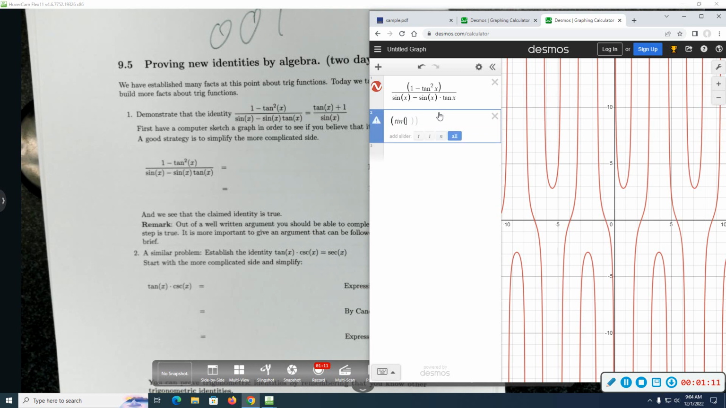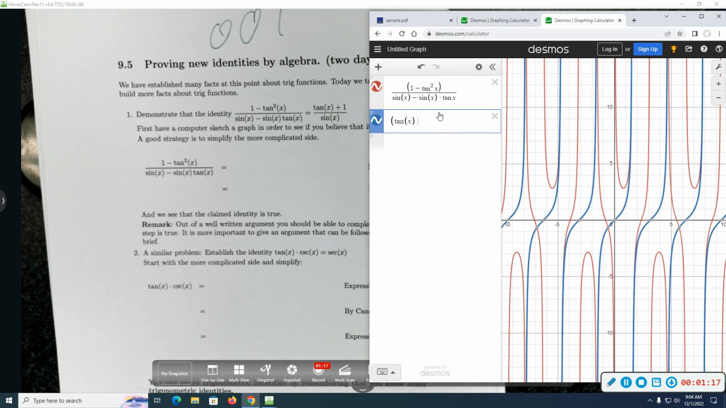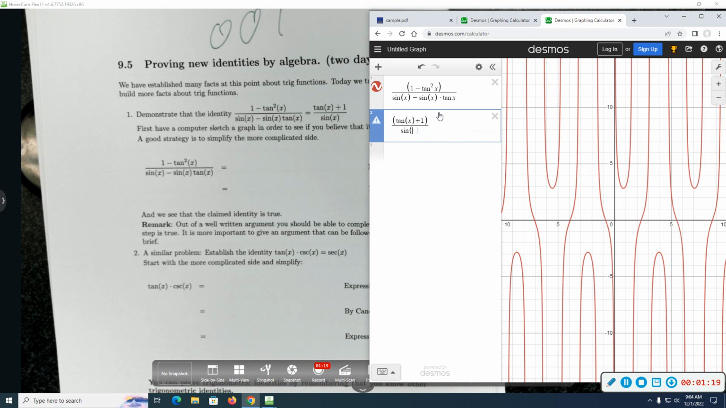On the other hand, tangent of x plus tan. Those two look like they line up pretty good? Yeah. So if they're not exactly equal to each other, they're at least really close. And that's suggestive that probably these two things are actually equal. Let's try to prove it.